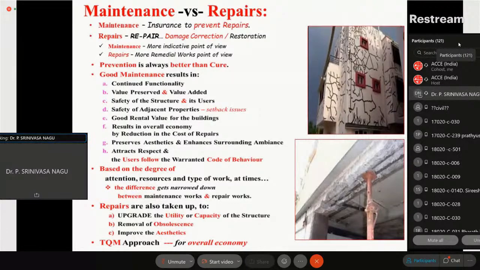To get an antique status also requires some maintenance. Okay, right. Then if it is for improving aesthetics, naturally, sometimes I am good at resources, so I wish to change the elevation of my building. Naturally, I will go for repairs. Okay, and whatever it may be, you need a TQM approach for overall economy.